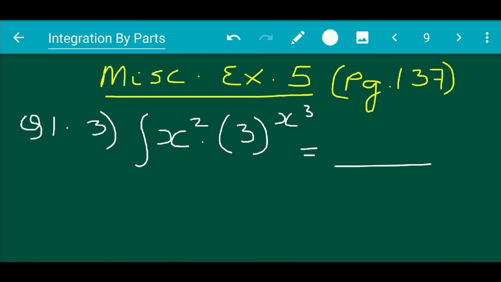Okay, so first of all from miscellaneous exercise 5 on page number 137, question number 1, that is MCQ, choose the correct alternative. In that the third question, it is integral of x square into 3 raised to x cube dx. Okay, the integral of this term they have asked us. What is the answer for this term? Is equal to dash, and some options have been given. Let us first find the answer and then we'll see about the options which are given there.